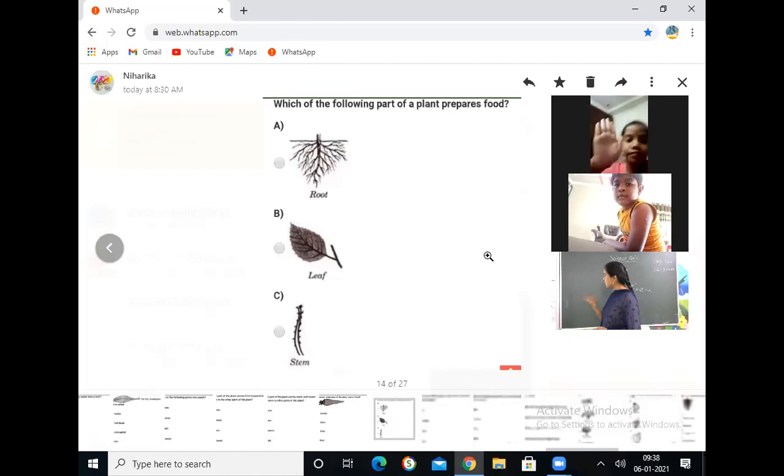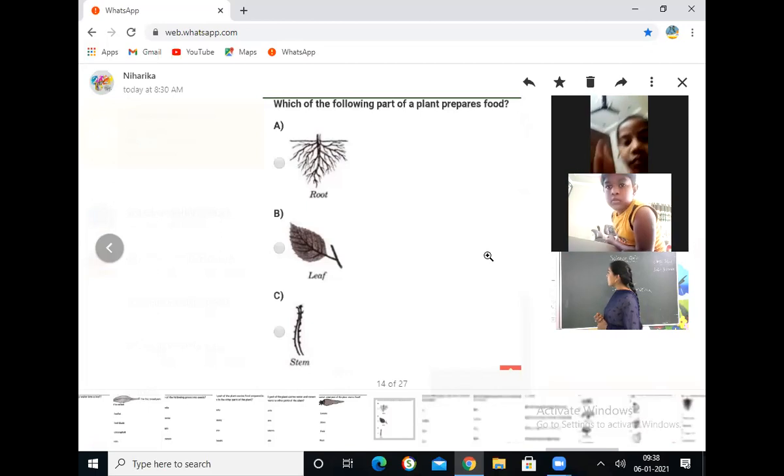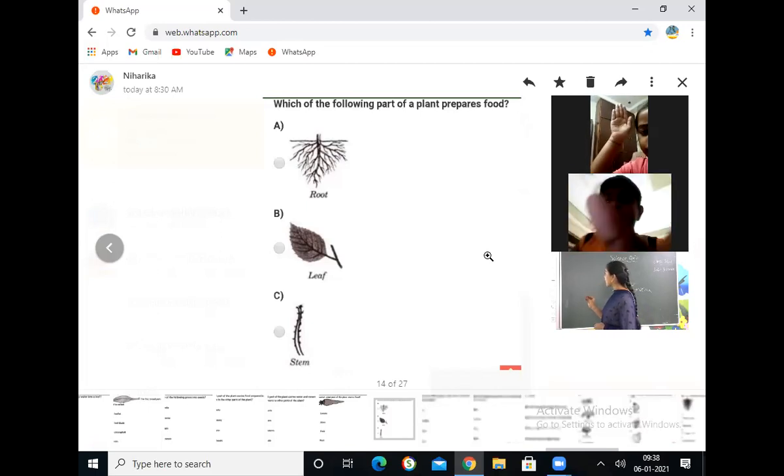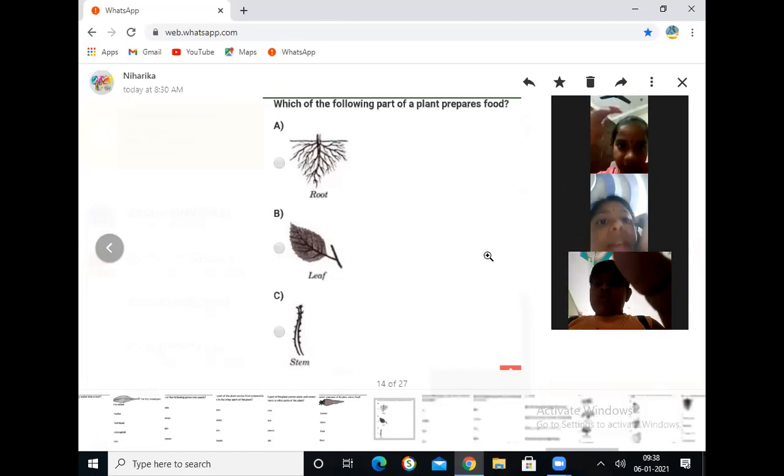Turn the side. Revan, look at me. Look at the screen. Where are you looking? I am asking the question for you. Where will be the root? Root ekkadundi?